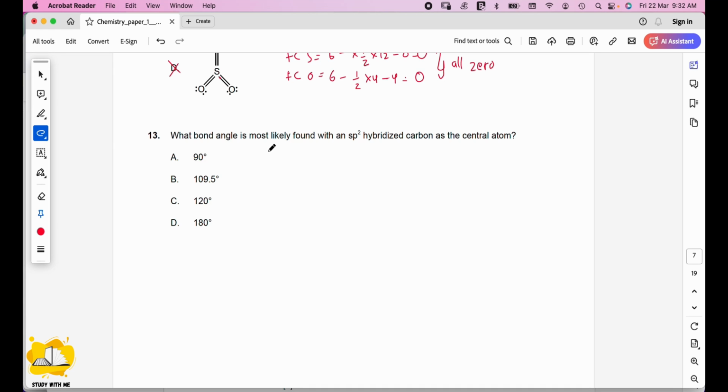What bond angle is most likely found with an sp2 hybridized carbon as the central atom? So for sp2, the key here is that the geometry will be trigonal planar. Trigonal planar has a bond angle of 120. For example, C with X, X, and X. So here it is 120 degrees.